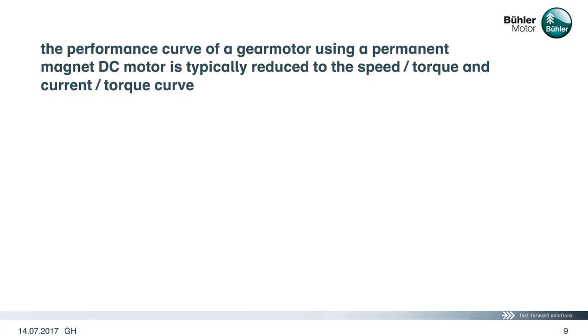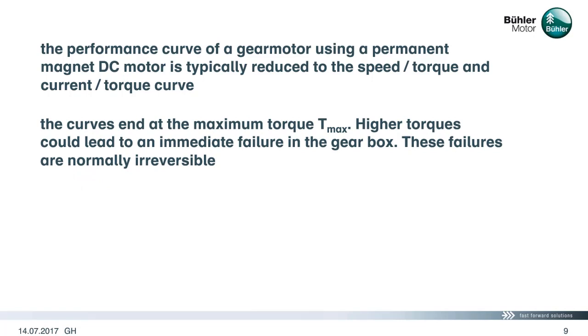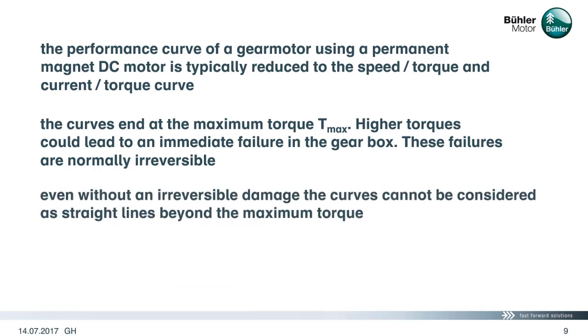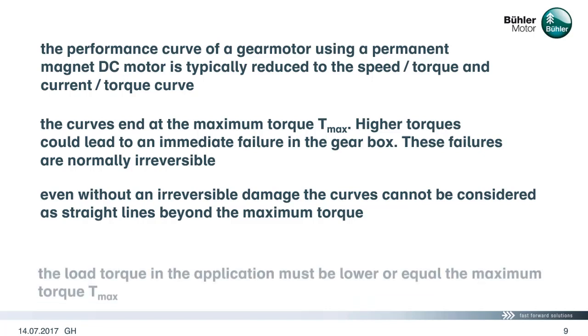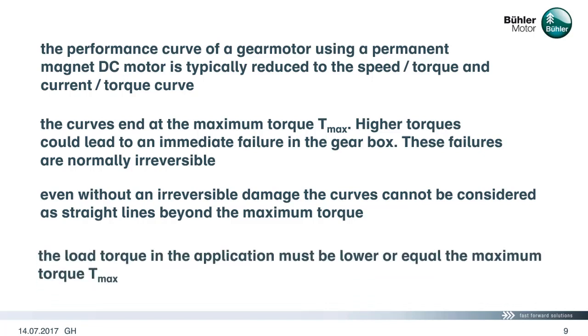The curves end at the maximum torque Tmax. Higher torques could lead to an immediate failure of the gearbox. These failures are normally irreversible. Even without irreversible damage, the curves cannot be considered as straight lines beyond the maximum torque. Therefore, load torque in the application must be lower than or equal to the maximum torque Tmax of the selected gear motor. Maximum values are specified in the datasheet of the gear motors.